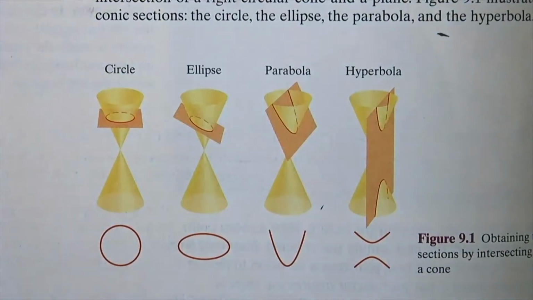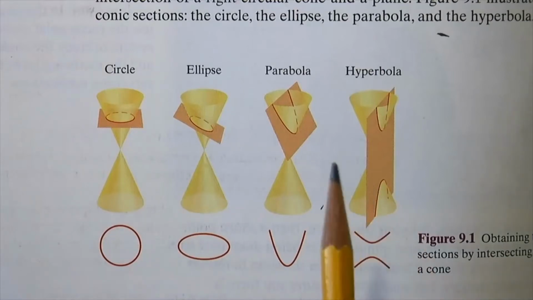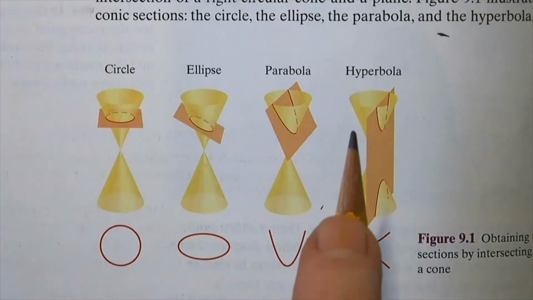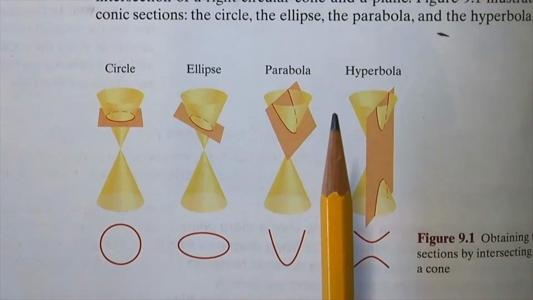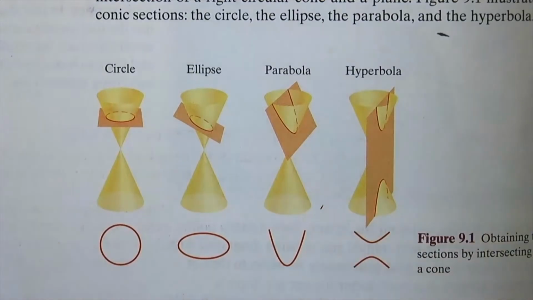cone. In fact, if you want to see one right here, see this pencil? It's a cone, and the edge is straight. You see these little bumps right here? When the pencil sharpener and the straight edge hit this cone, those little curves are hyperbolas. So they're all around you.